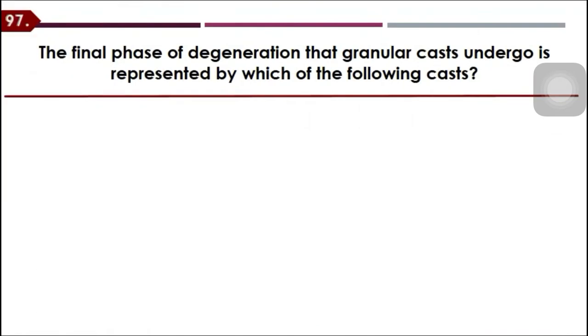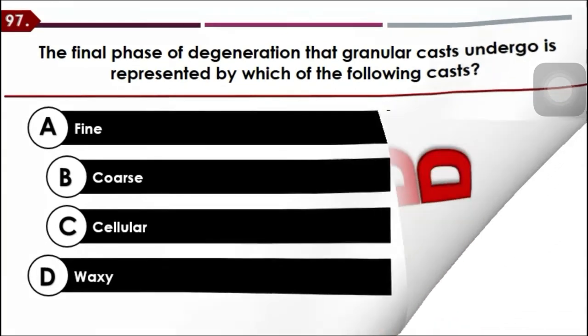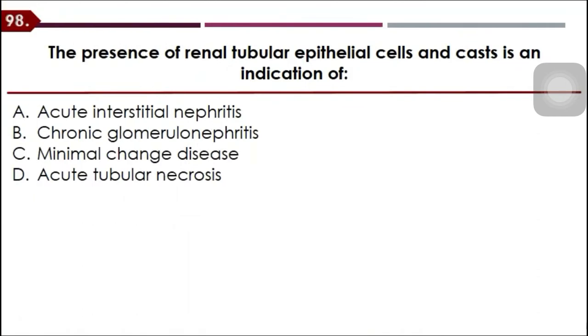Next, the final phase of degeneration that granular casts undergo is represented by which of the following casts? Fine, porous, cellular, or waxy? Again, final phase, we have the waxy cast. Next, the presence of renal tubular epithelial cells and casts is an indication of what? Again, highlight the RTE cells. Is it acute interstitial nephritis, chronic glomerulonephritis, minimal change disease, or acute tubular necrosis? Correct answer is letter D, acute tubular necrosis.